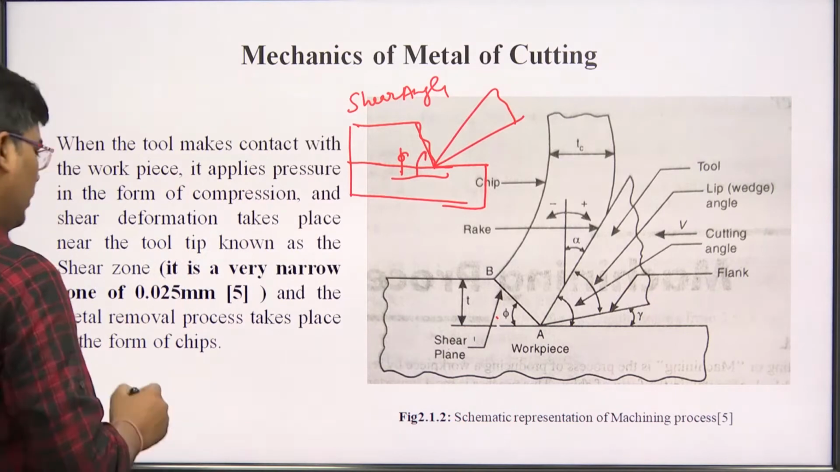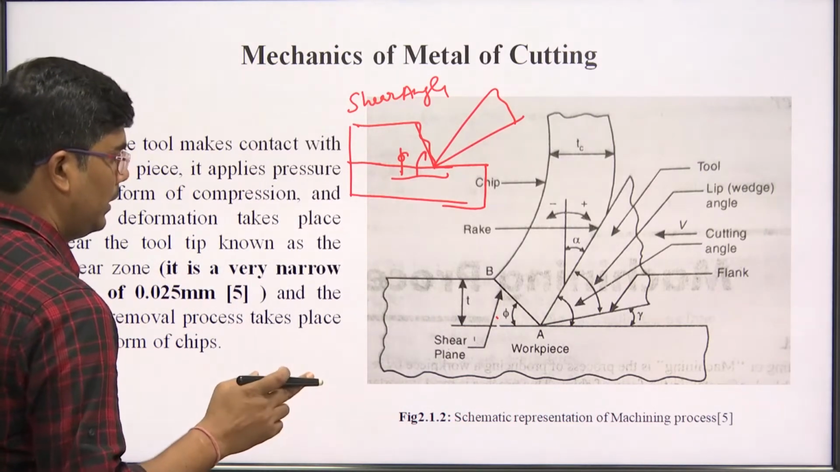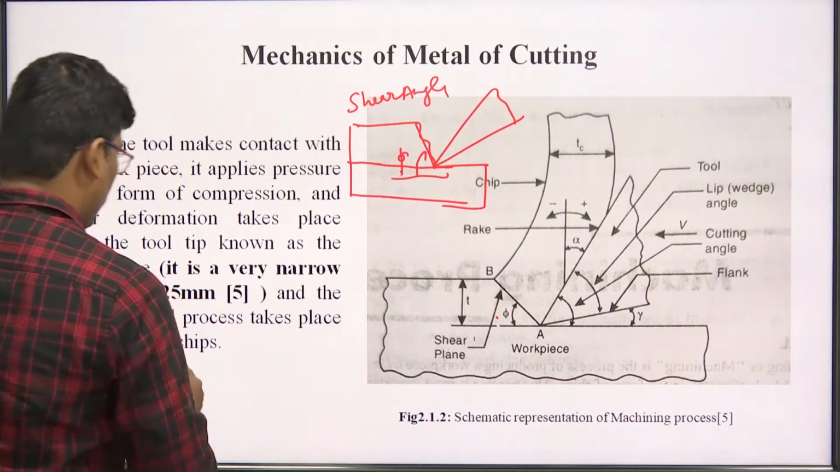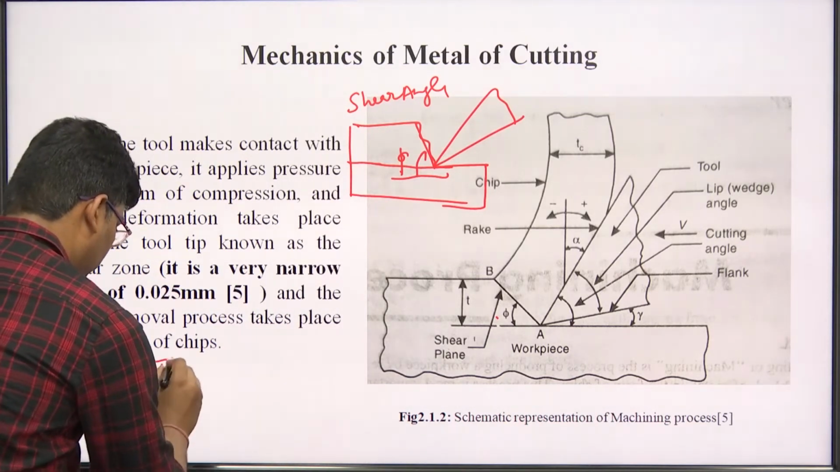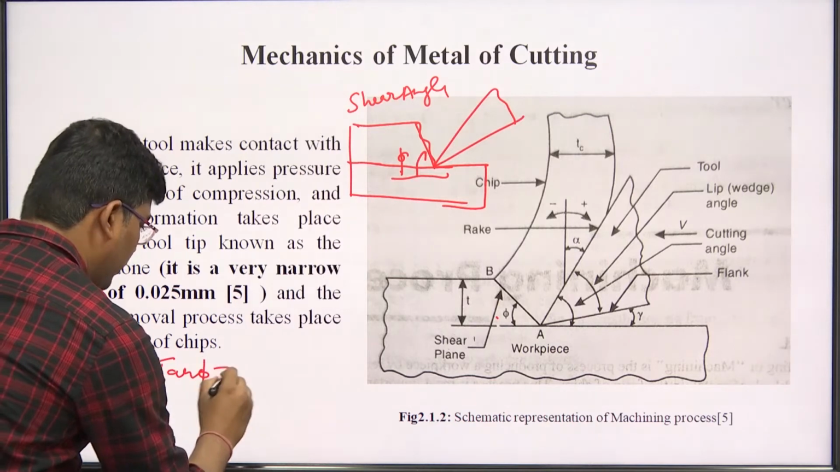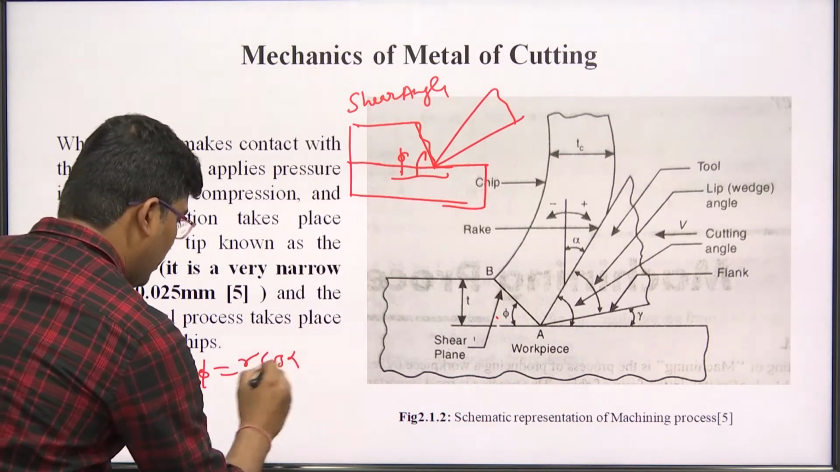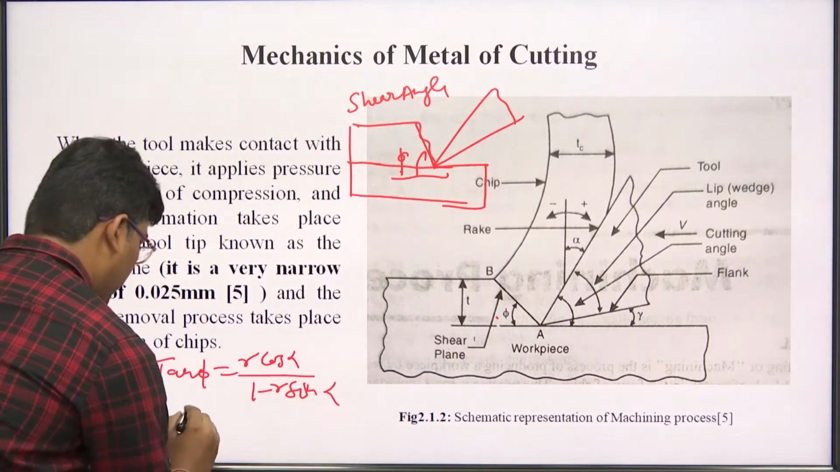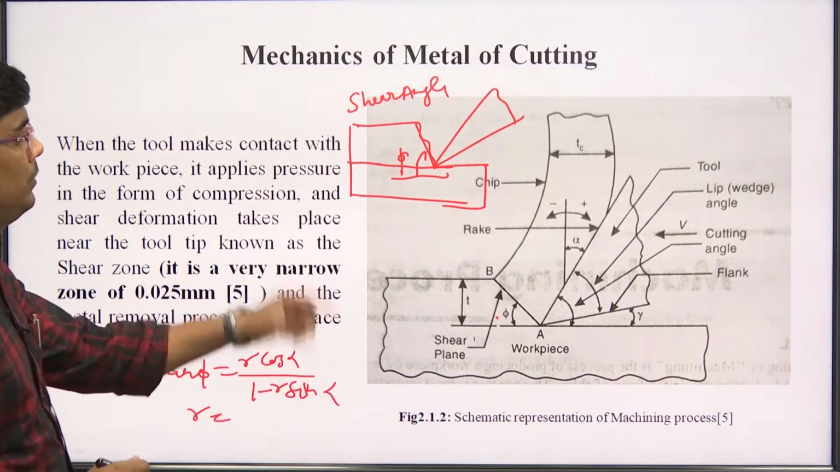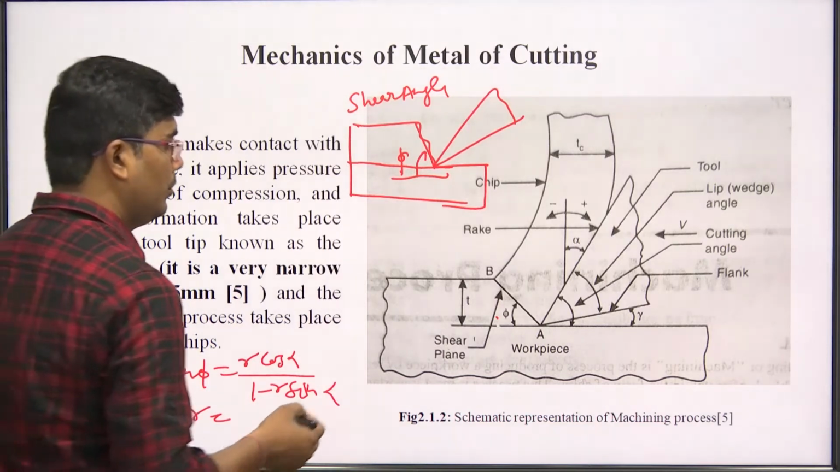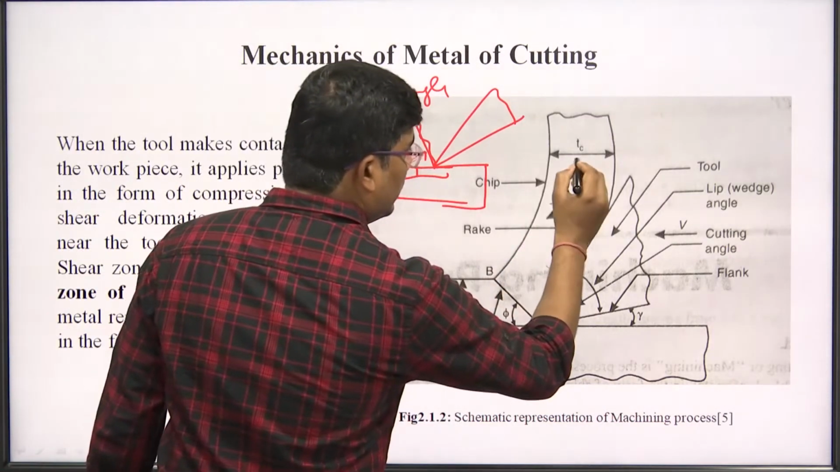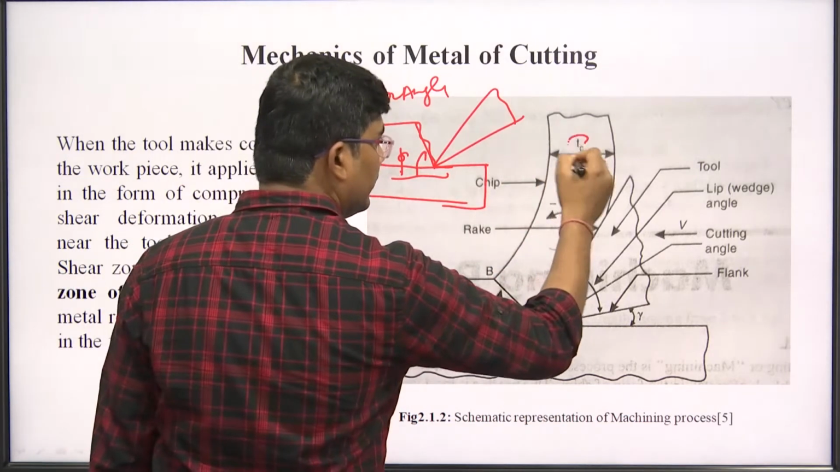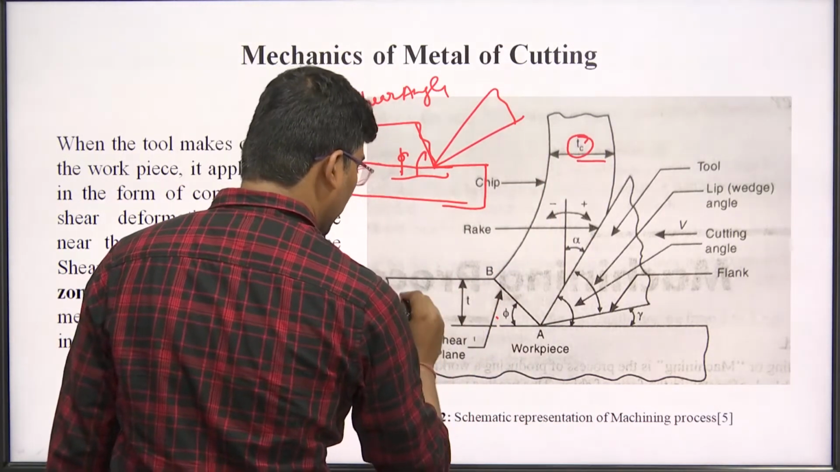There will be a relation between shear angle, thickness of the chip and rake angle. Tan phi is equal to r cos alpha upon 1 minus r sin alpha, where r is the chip thickness ratio. Chip thickness ratio means this is the cut after machining, जो चिप हमारी रिमूव कर रही है उसकी थिकनेस tc, और ये अनकट है, this is t, the uncut thickness.